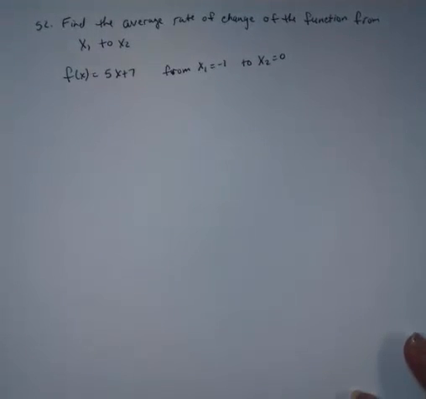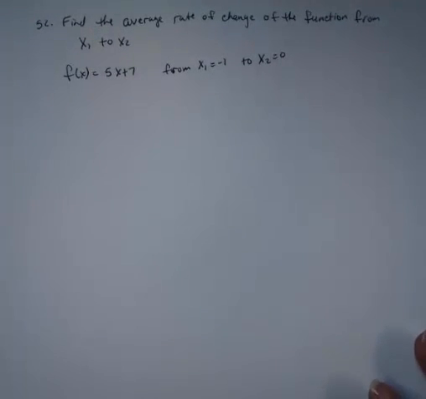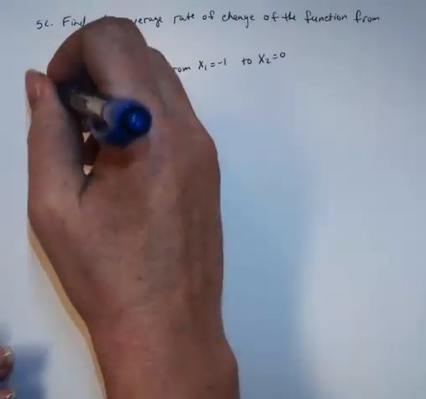Alright, so now we are going to find the average rate of change of the function from x sub 1 to x sub 2. Now this is similar to doing the slope. Remember that slope is y2 minus y1 over x2 minus x1. And now f of x is the same thing as y. So this is the formula for the average rate of change.